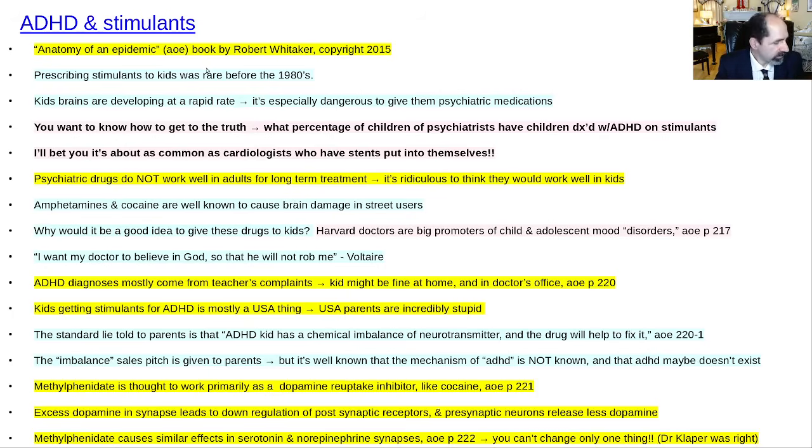Okay, Anatomy of an Epidemic. This is the book by Whitaker. And Whitaker, like I said, has a whole bunch of online videos. He's a very bright guy. He's a very good writer. And he tells you the truth. So you learn a lot. If you want to just look up Robert Whitaker, if you want to hear a bunch of lectures on neuropsychopharmacology, he tells it like it is. He doesn't have any dog in the fight, so he doesn't really care. Nor do I. I can give a rat's ass about psychiatry.